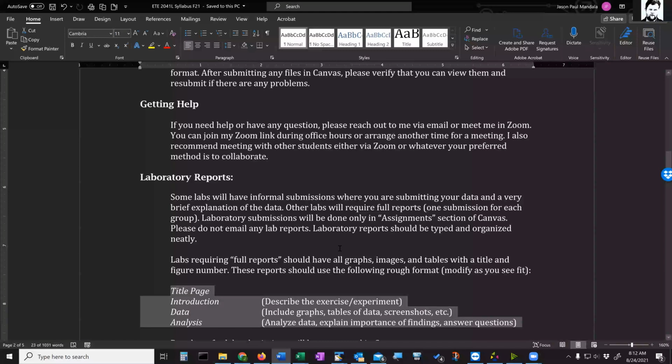All right, some of the labs are going to be more formal type of report, and some of the labs are going to be just a simple show me your data and your screenshots, that kind of thing. So if it's simulation, then you can take screenshots of your circuit, take screenshots of like scope screens or screenshots of graphs, for example, in PSpice.